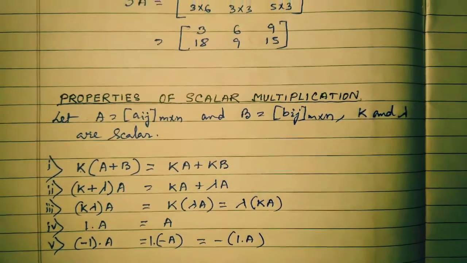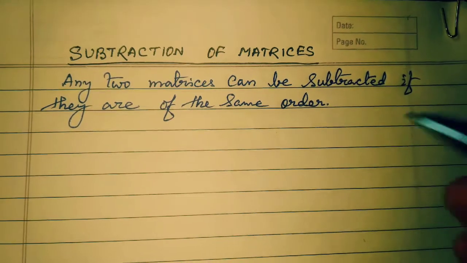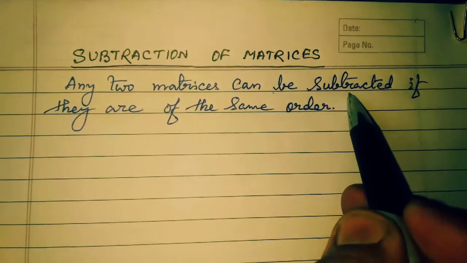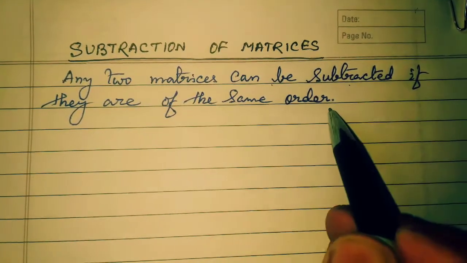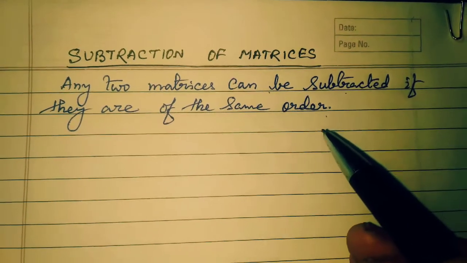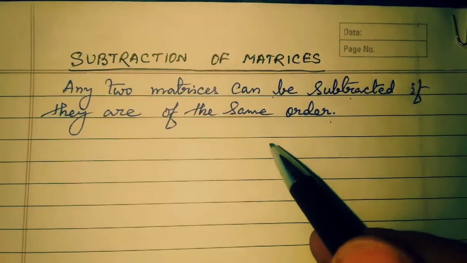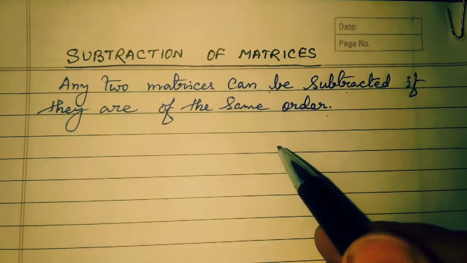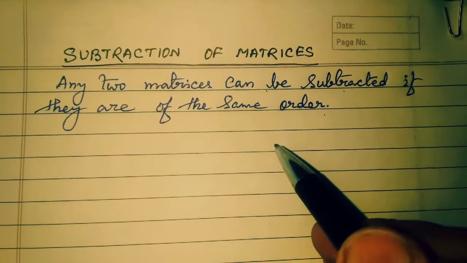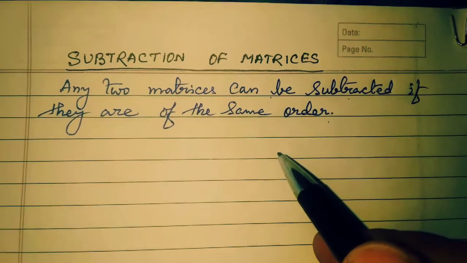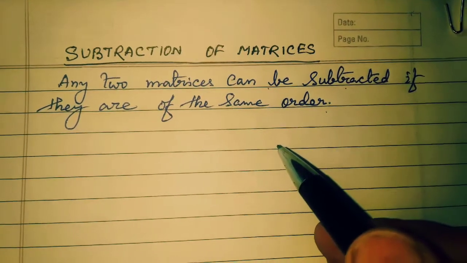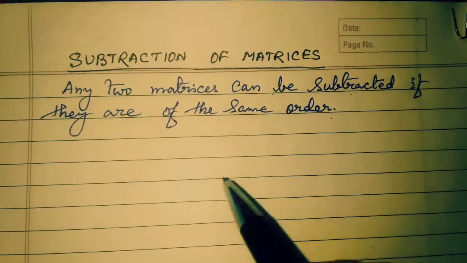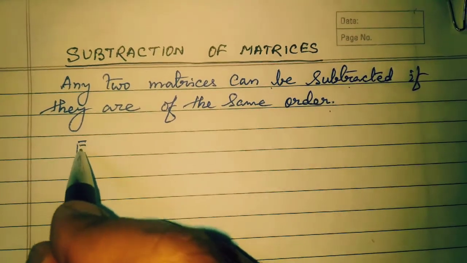Now we'll talk about the subtraction of matrices. Any two matrices can be subtracted if they are of the same order. Students, I already explained in the first video on matrices that addition of two matrices is possible only when the order is the same, and that is the same for subtraction also. If the order is the same, then only is it possible to subtract two matrices. So we'll go through an example.